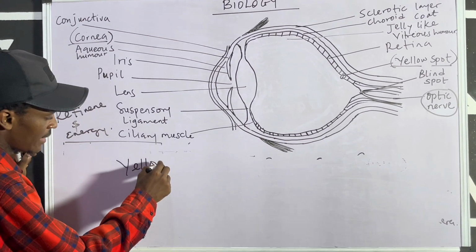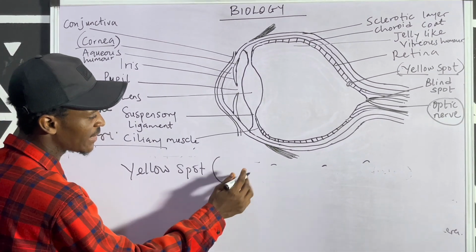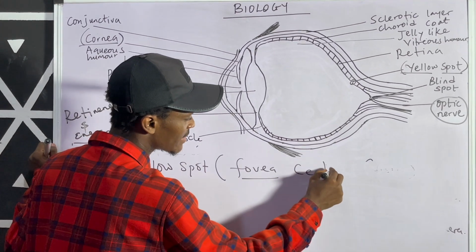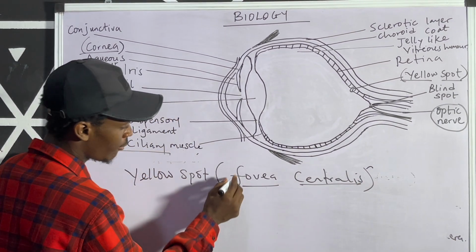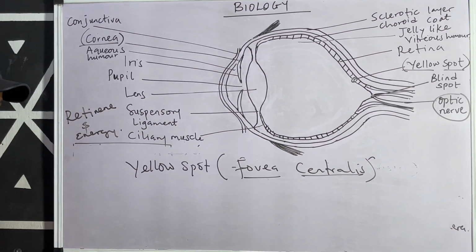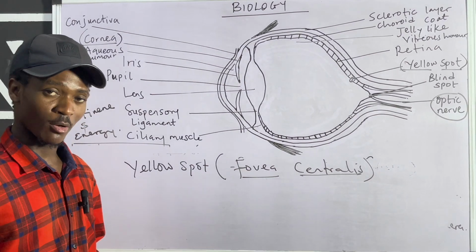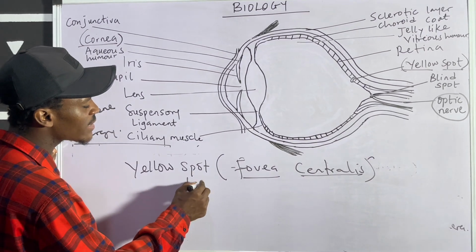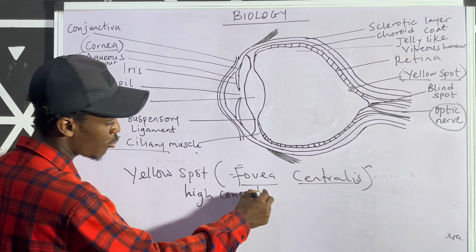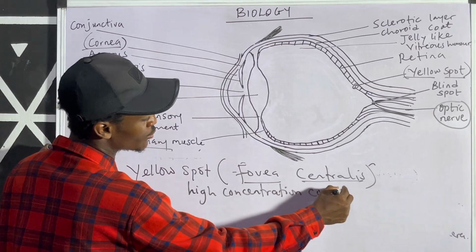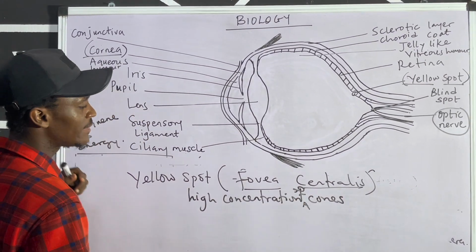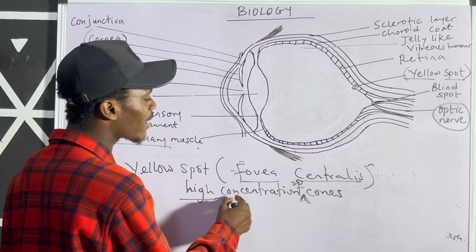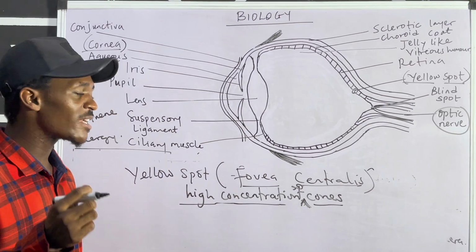The yellow spot is also known by a scientific name, called fovea centralis. Fovea centralis. That's the scientific name of the yellow spot. And one unique thing about it is that it contains a very high concentration of cones. Remember that the cones are involved in daylight vision.